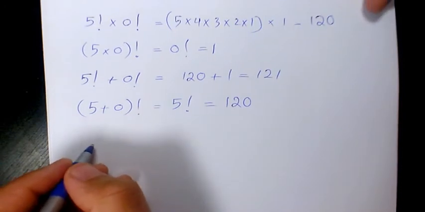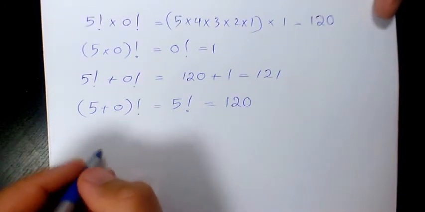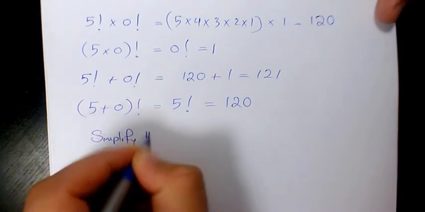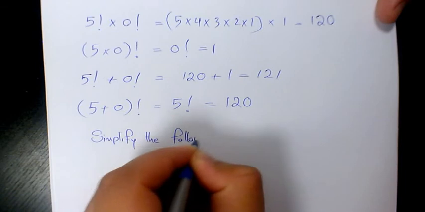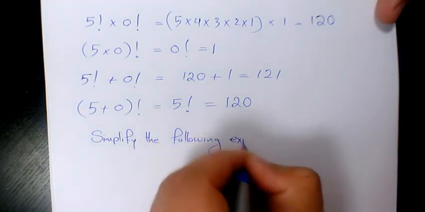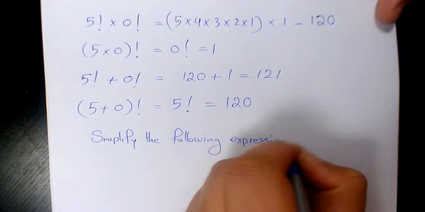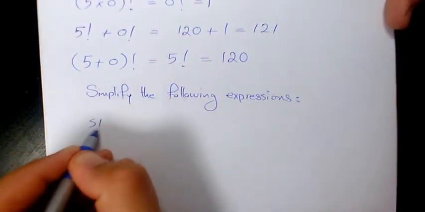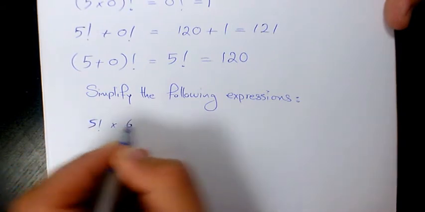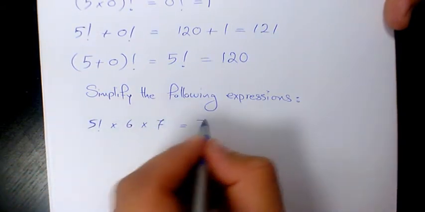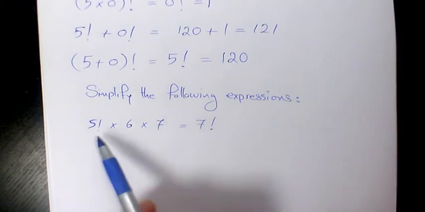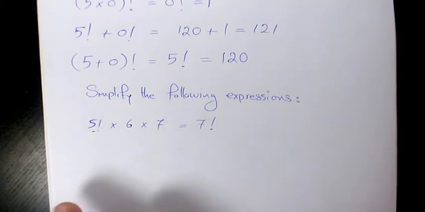If somebody asks you to simplify the following expressions, for example, they ask you what is 5! multiplied by 6 multiplied by 7. You're going to say that's going to be equal to 7!, because 7! is 7 times 6 times 5 times 4 times 3 times 2 times 1, which is 5! times 6 times 7.